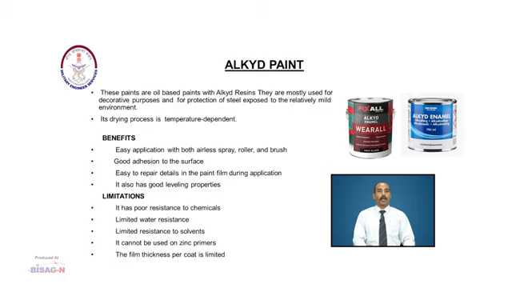First is alkyd paints. These paints are oil based paints with alkyd resins. They are mostly used for decorative purposes and for protection of steel exposed to a relatively mild environment. Its water resistance property is not so good, hence it can only be used above water. Its drying process is also temperature dependent.